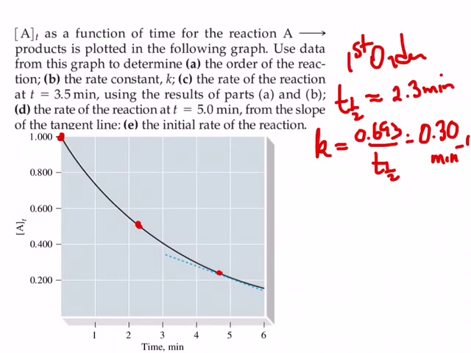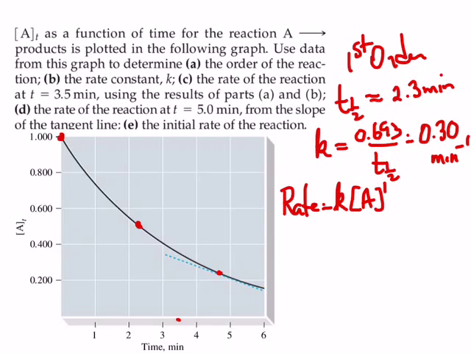Now that we've got the rate constant and we know it's first order, can we find the rate when the time is 3.5 minutes? Well, to do that, we'll use the differential rate law. The rate equals k times A to the power of 1. That was first order. What we'll need to do is look at the graph at 3.5 minutes, and we'll need to get the concentration of A at that time.